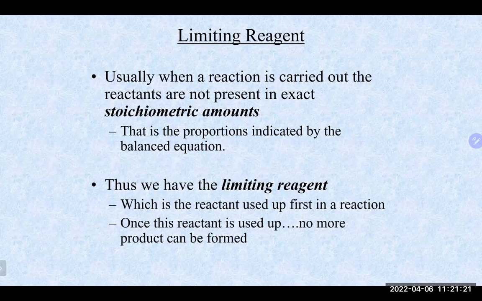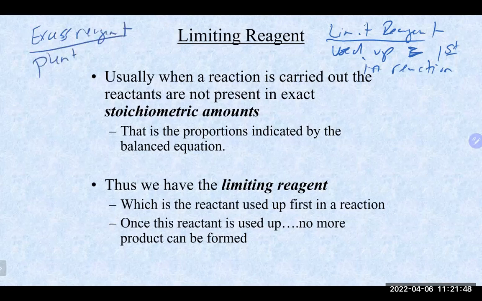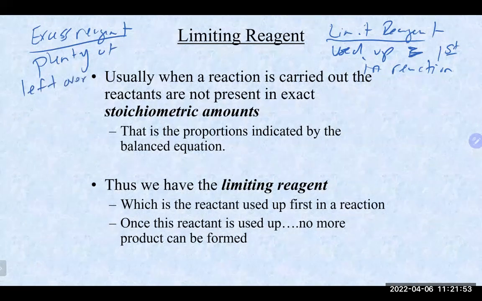So we end up with two types of reagents or reactants. One is the limiting reagent, and that is the one that gets used up in the reaction. And then we also have the excess reagent. That one you have plenty of, and you have some left over when the reaction is done.